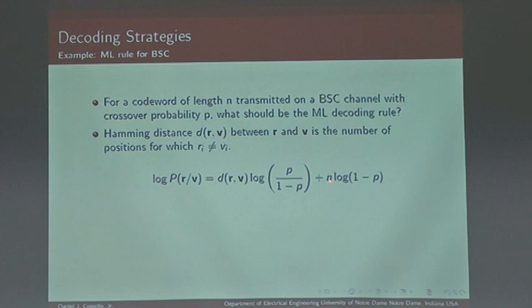Now remember what we're doing. We've got an r, and we're comparing it with all the different possible v's. Now, we look at this thing, and remember I said earlier that we can always assume that this transition probability is less than a half. If it's less than a half, then this ratio here is smaller than 1, which means the log is negative. This is just a constant. I mean, it doesn't depend on v. As we plug in different v's for a given r, the only thing that's affected is this term, how many positions the two differ in.